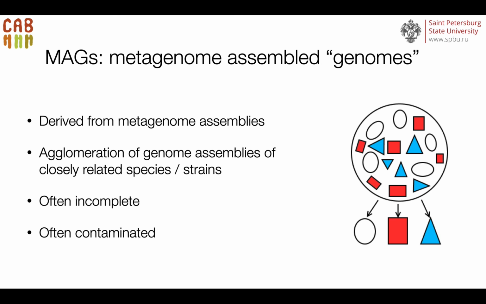So first of all, what are MAGs? MAG stands for metagenome assembled genomes. MAGs are usually derived from the complete metagenome assemblies via the dedicated binning process. Often they are agglomerations of genome assemblies of closely related species or strains of the single species, and therefore they are often incomplete, they are often contaminated, but usually it's the final result of a metagenome assembly, and therefore MAGs are quite different from the usual isolate assemblies.